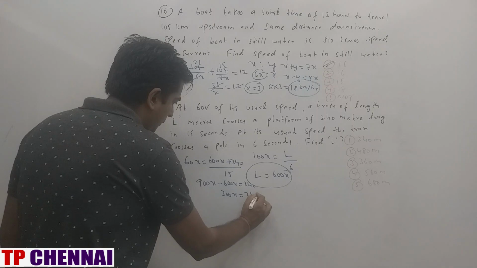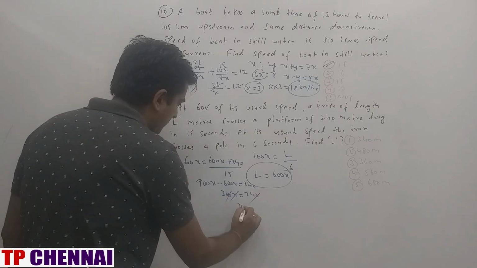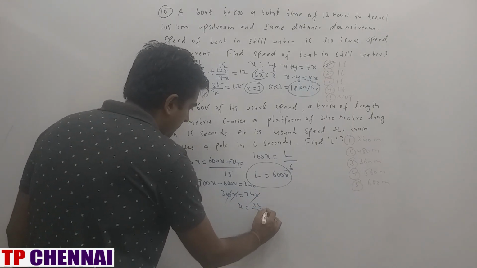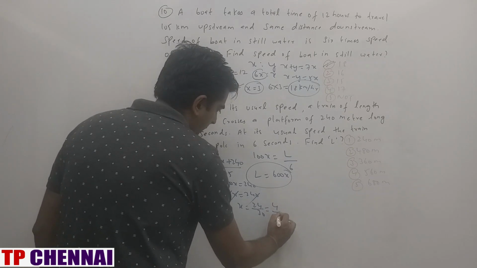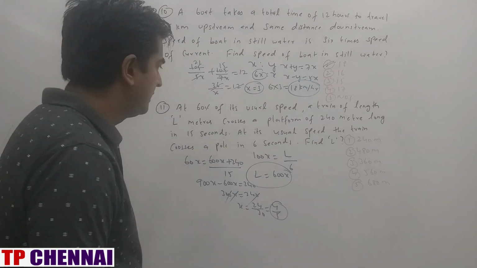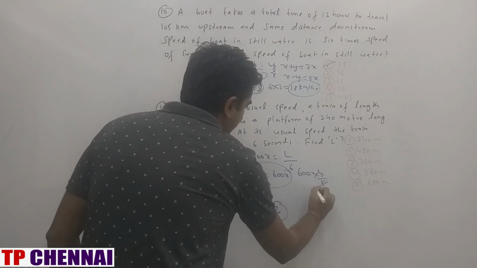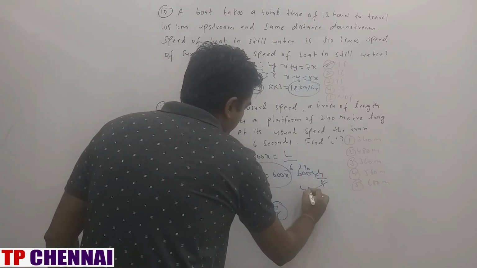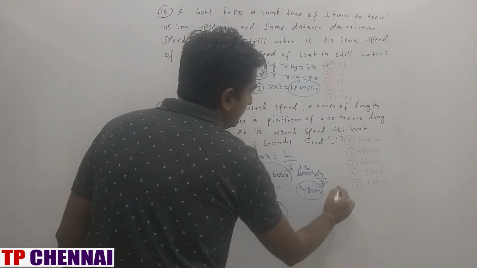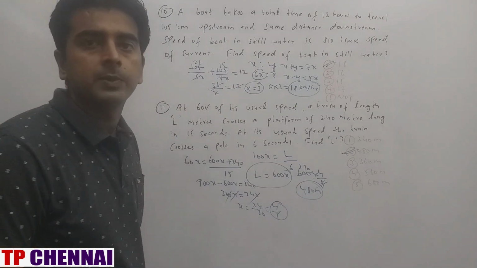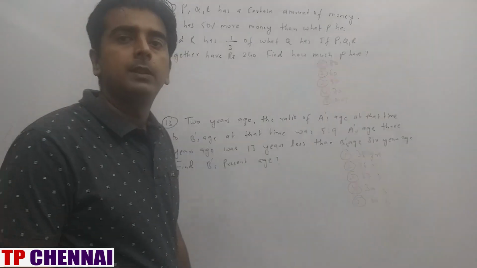300x is equal to 240. So x is equal to how much? 24 by 30, which is 4 by 5. Now they are asking the length of the train. So 600 into 4 by 5, 480 meter is my answer, which is nothing but the second option. So I hope you are clear with the previous question.